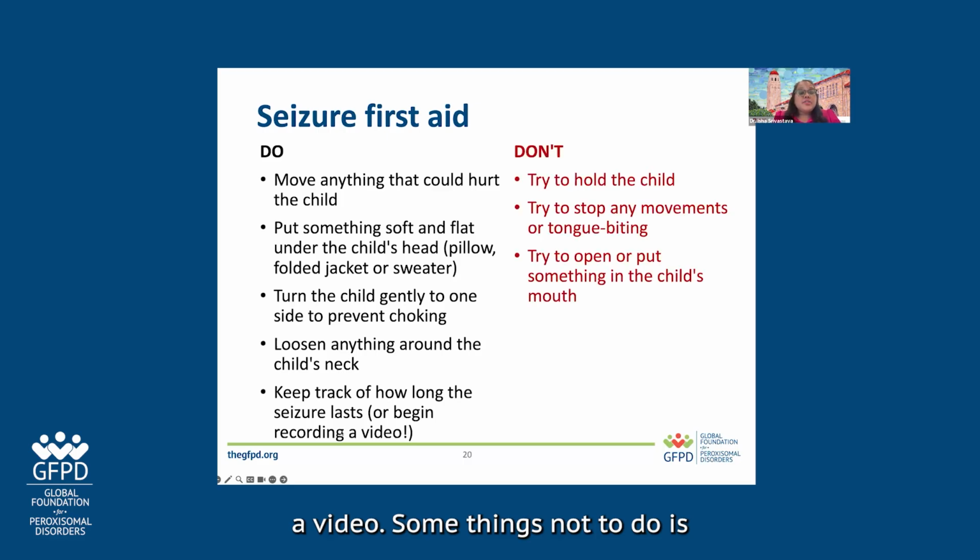Some things not to do: do not try to hold the child down to stop the movements or stop any tongue biting that might happen. And don't put anything in their mouth or try to open their mouth. Most seizures will stop on their own after anytime between 30 seconds to a minute or so.